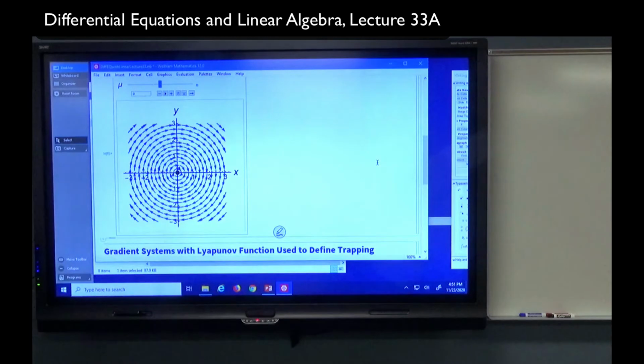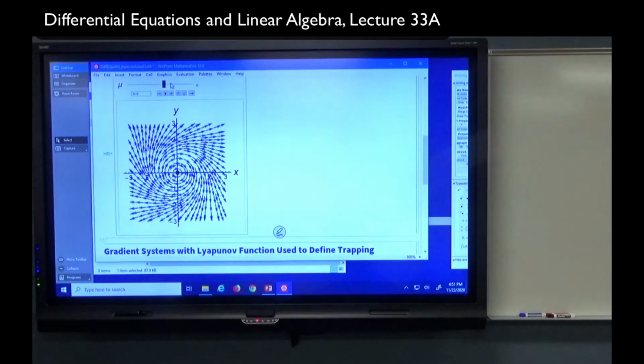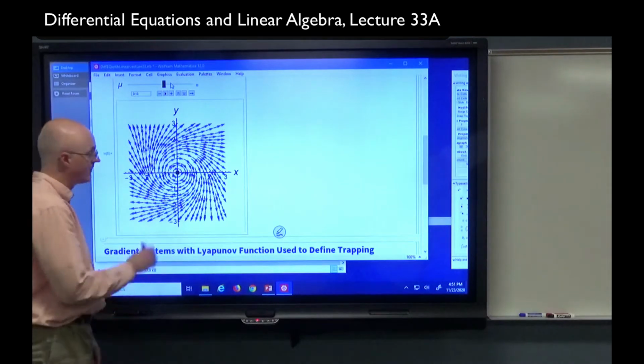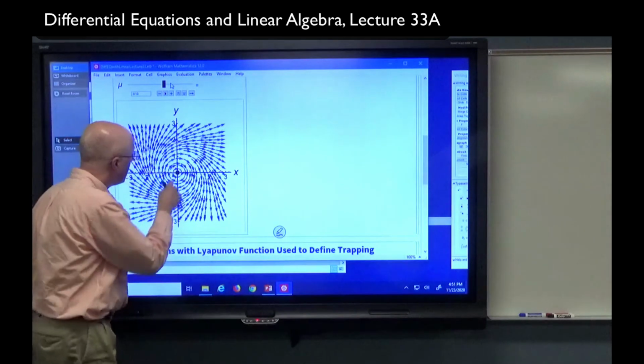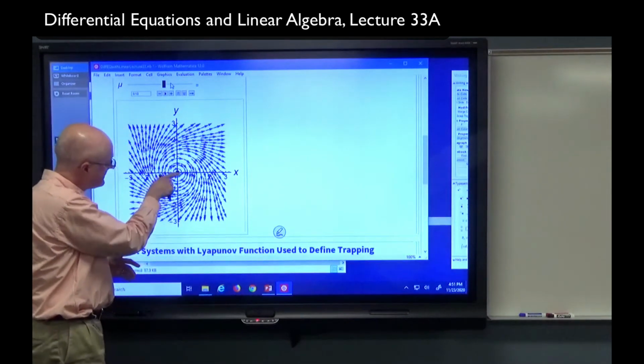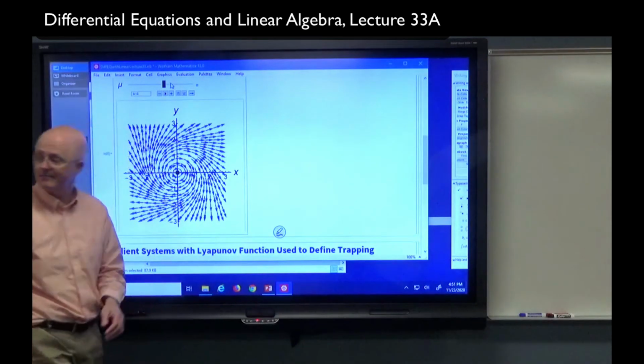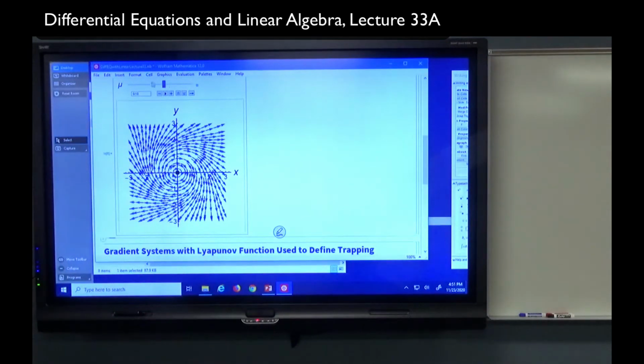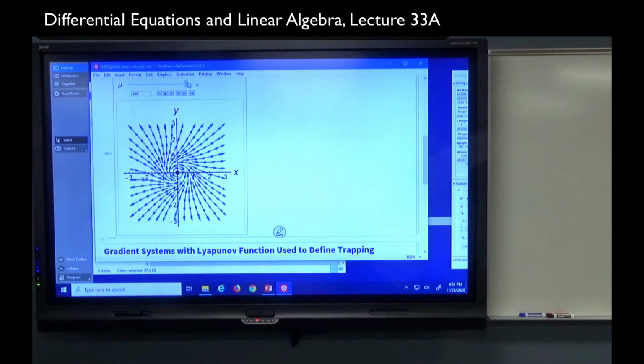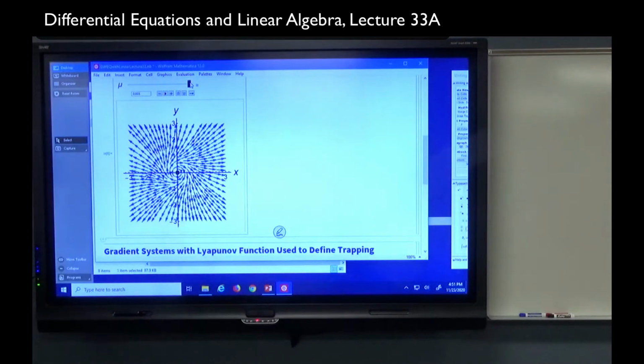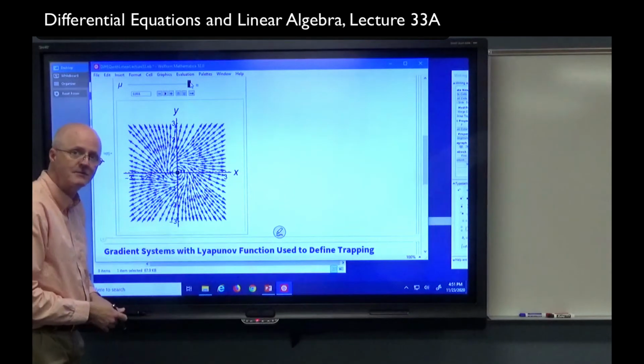But then when mu is positive, all of a sudden the origin becomes a spiral source. Solutions you can see are going away. Although when you're close, it looks like you could be deceived into thinking there's a periodic solution there. The spiraling away from the origin when mu is positive is fairly slow at first, then gets faster and faster.